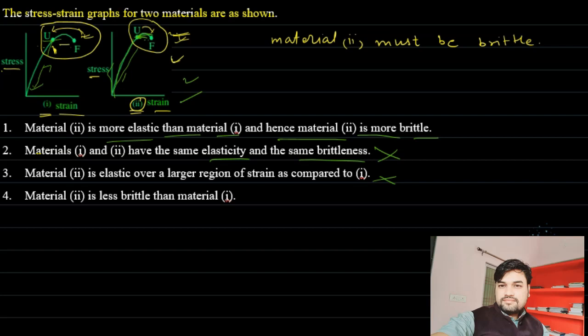Material 2 is less brittle than material 1. This option is obviously not correct. So material 2 is elastic for a larger region, but it is also brittle. Okay, so material 2 is more elastic than material 1, hence material 2 is more brittle. Option first is the correct answer.